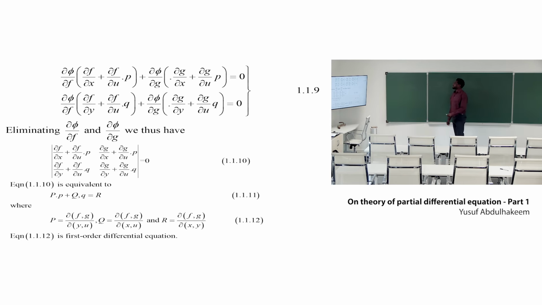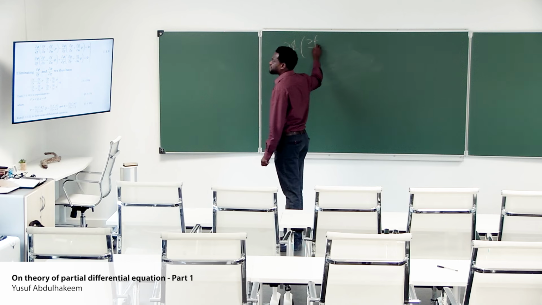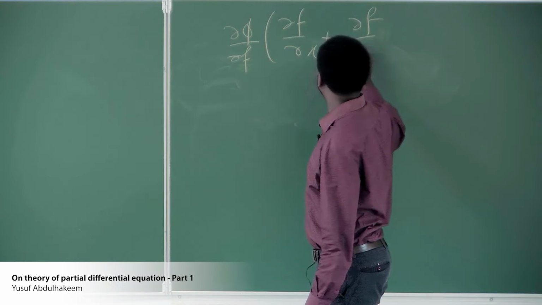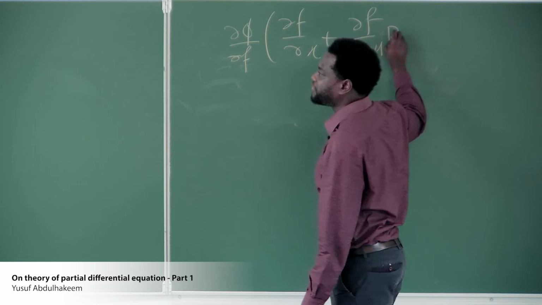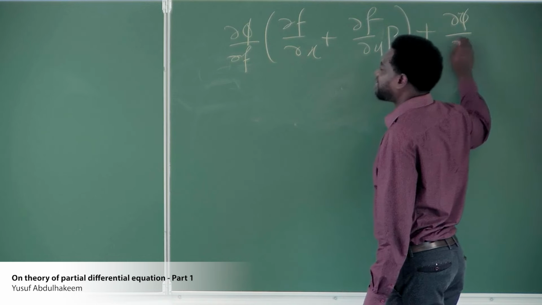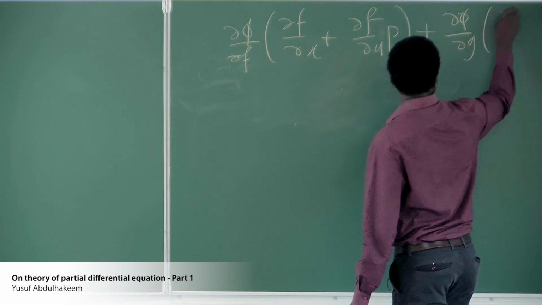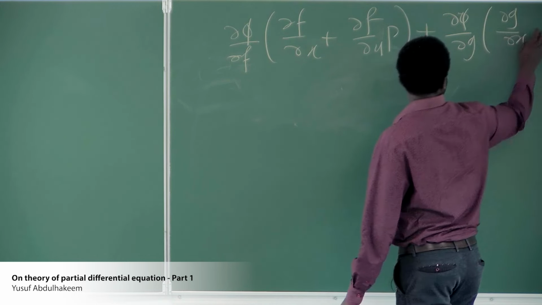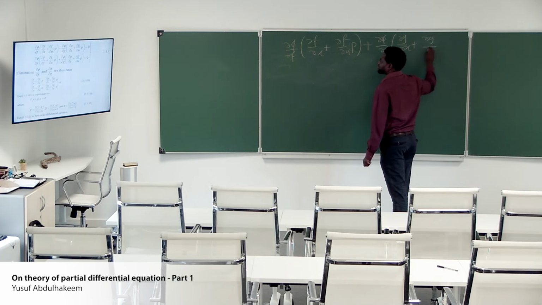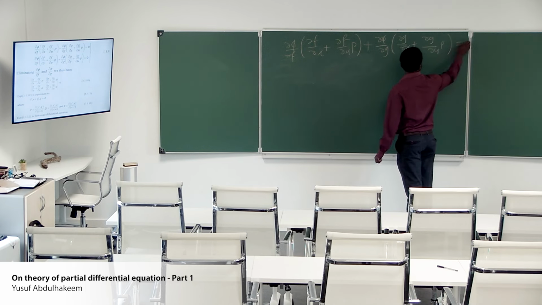We have this as the equation. We have ∂φ/∂f in the bracket of ∂f/∂x plus ∂f/∂u, then we have p, close this, then plus ∂φ/∂g in the bracket of ∂g/∂x plus ∂g/∂u, then we have p here, and we say everything here is equal to 0.